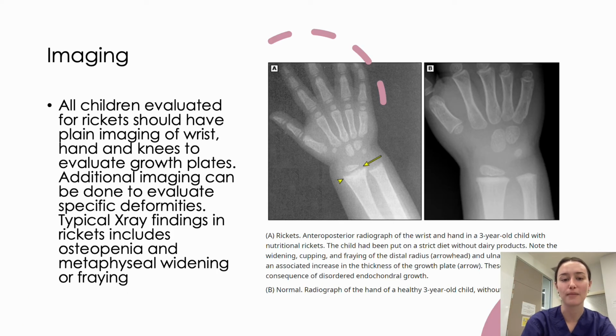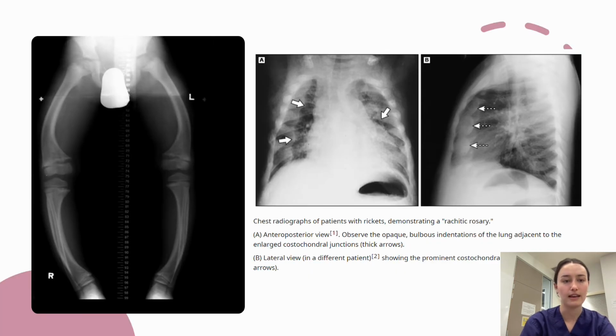Widening of the metaphysis and cupping just through here compared to along here. And then we have our classic bow leg deformity, and then this is the rachitic rosary. I think it's better seen here, where you have enlargement of the anterior costochondral junctions.